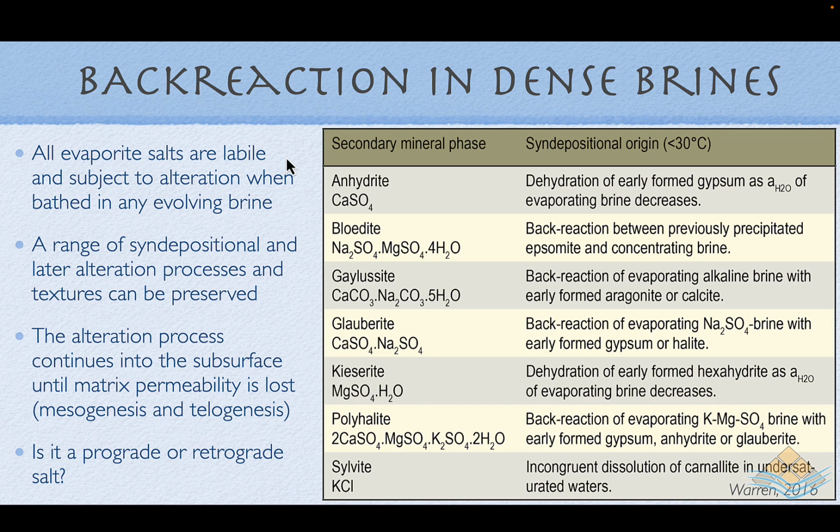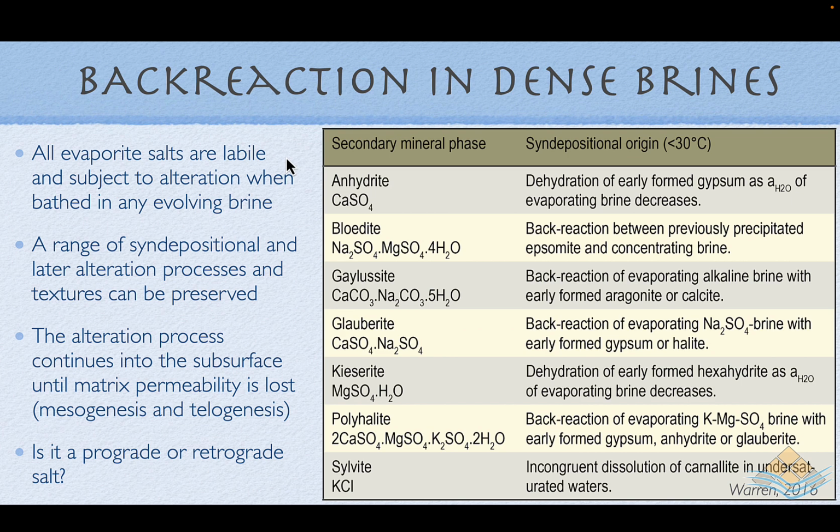And so we see a range of syndepositional and later alteration processes where we can preserve a variety of textures and replacement textures. We know, for example, that we can form anhydrite by the dehydration of gypsum. We can form glauberite as a back reaction between a sodium sulfate brine with earlier formed gypsum or halite. We can form polyhalite as a back reaction as we evaporate a potassium magnesium sulfate brine, a seawater brine, back reacting with earlier formed gypsum or anhydrite or glauberite.